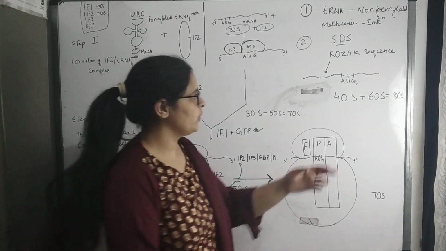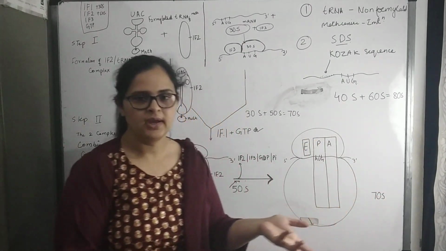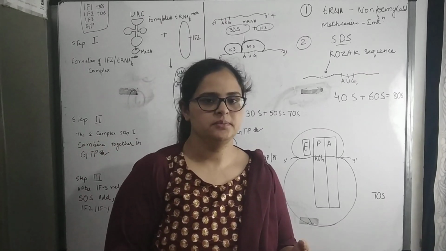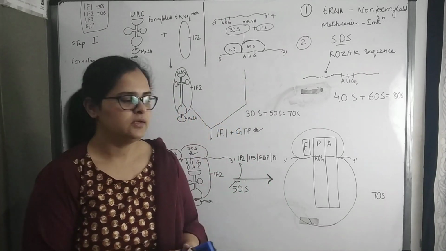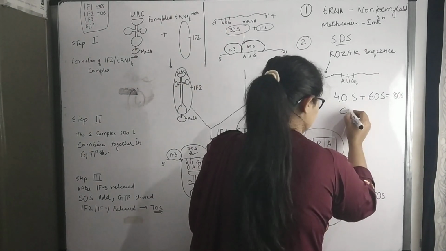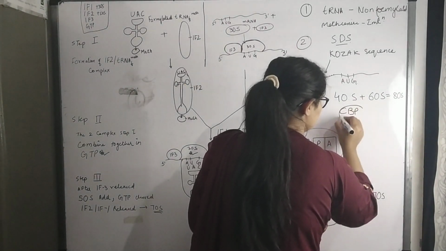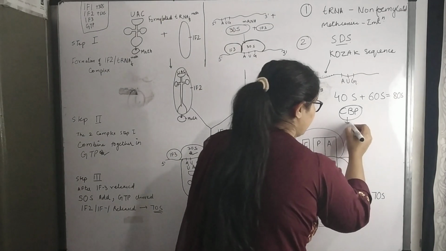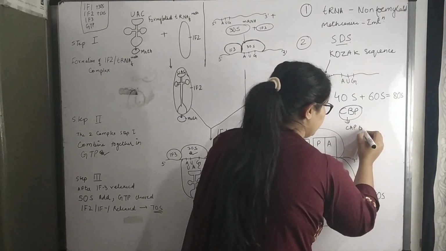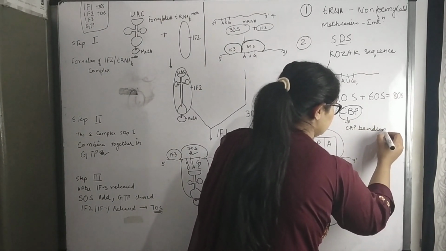The Kozak sequences present upstream to the AUG are initially recognized by the 40S small subunit and some proteins which are known as cap binding proteins.